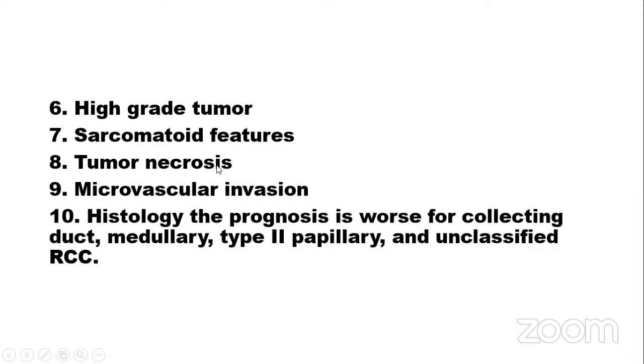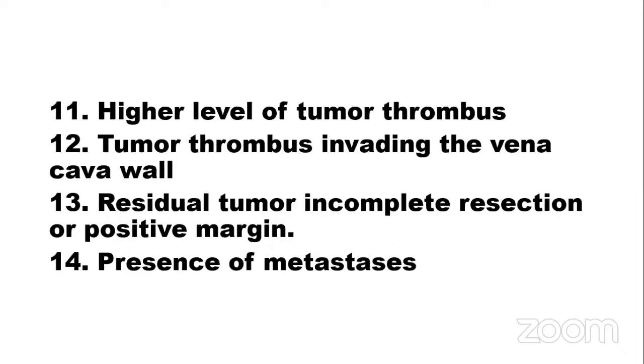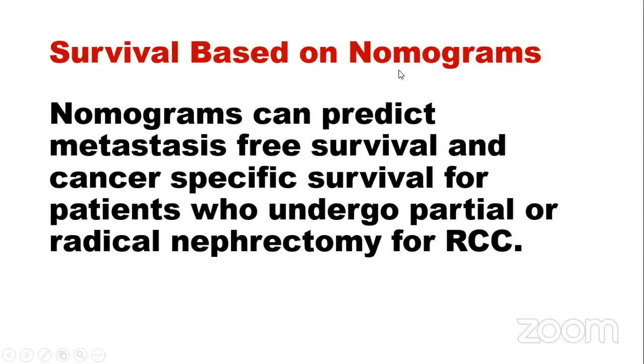This is a histology with poor prognosis. The medullary is worse than collecting, type 2 papillary is worse, and unclassified is another. High-level tumor thrombus, or tumor thrombus invading the vena cava, or residual tumor with incomplete resection or positive margins, or presence of MITs. Survival based on nomogram.